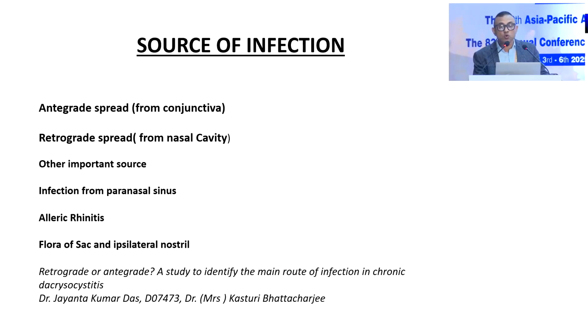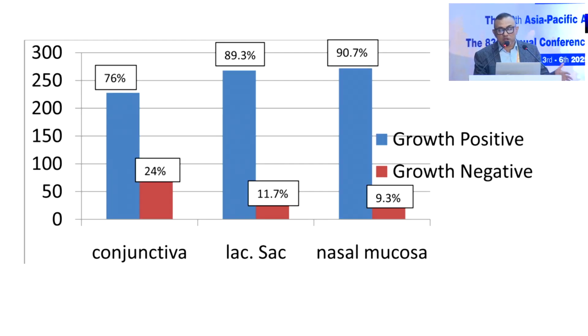Now coming to the source of infection, it can be from the conjunctiva, the nasal cavity or nearby nasal sinuses. Jayanta Kumar Das et al. had a publication and they highlighted that the maximum growth was from the nasal mucosa, that was 90.7%, followed by the lacrimal sac and the conjunctiva.